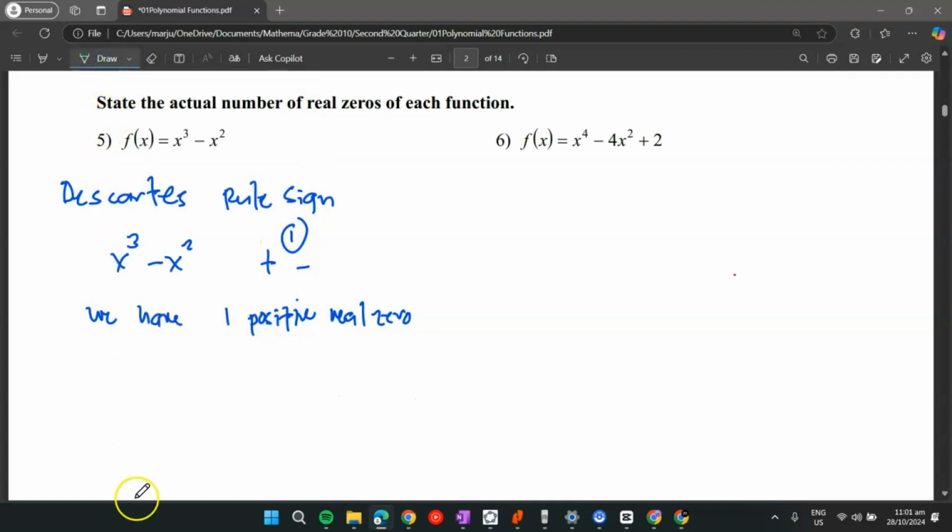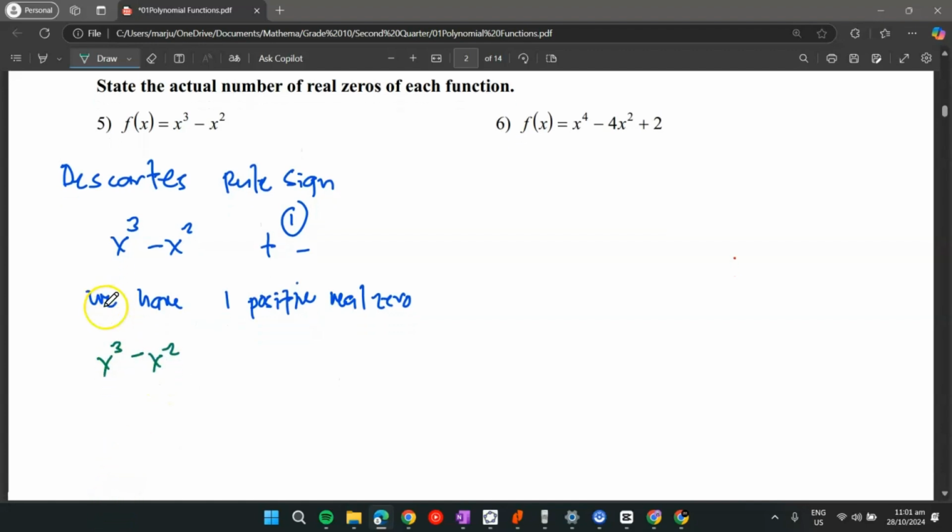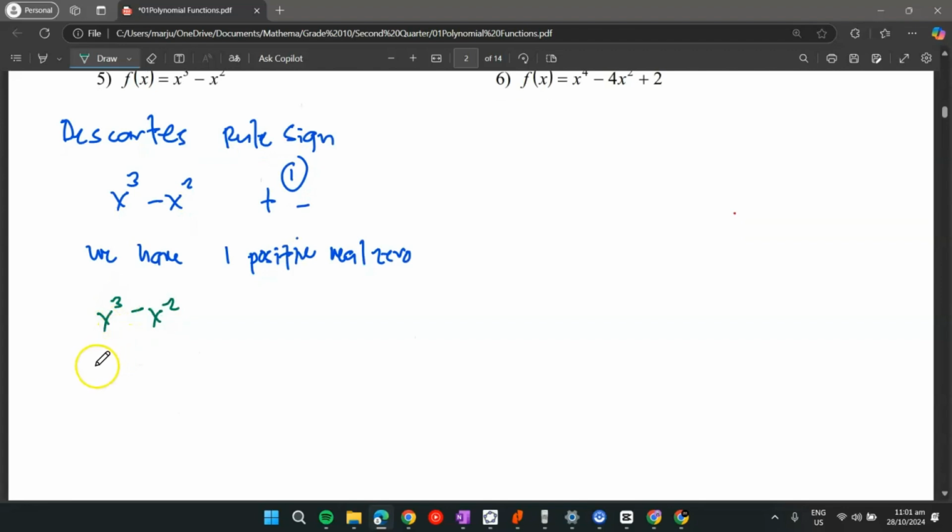Again, according to Descartes, when we want to find the negative real zeros of a polynomial function, what we can do is change every x to negative x. So we will do x cubed minus x squared. Changing every x to negative x, this becomes negative x cubed, and then minus negative x squared. If you simplify this, it is just negative x cubed minus x squared.